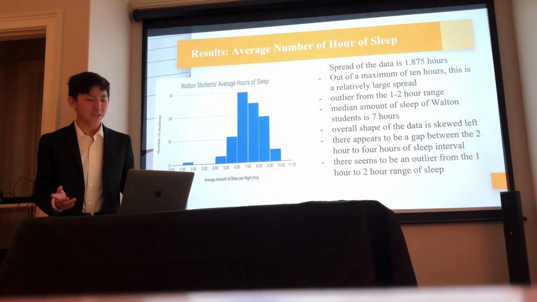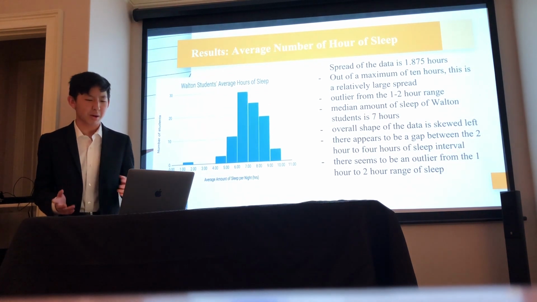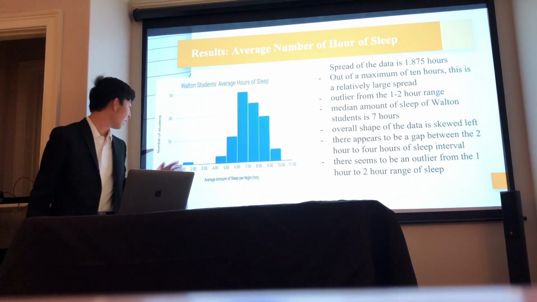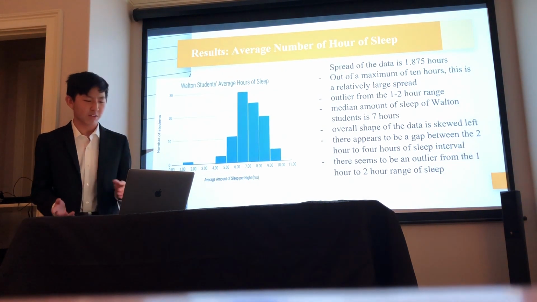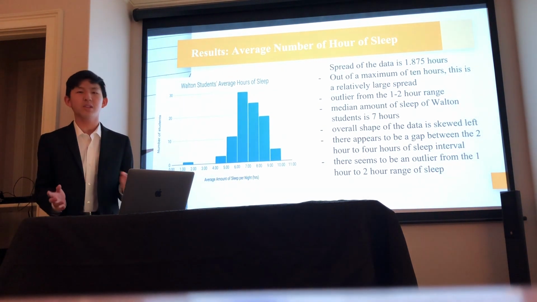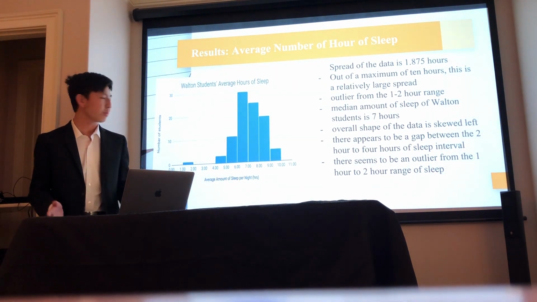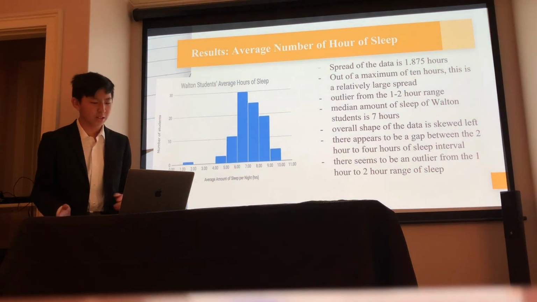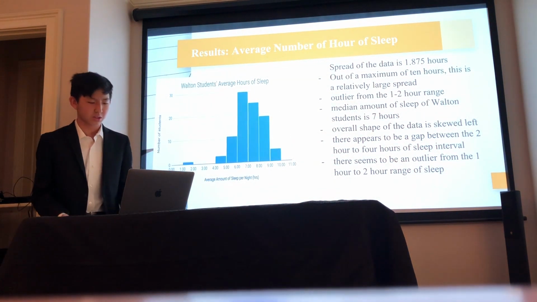This survey assessed the average amount of sleep that Walton students get per night. The spread of the data is measured by the IQR. The data is skewed left, and it has a gap here. The spread of the data as calculated by IQR is 1.875 hours. At the maximum of 10 hours, this is a relatively large spread. There appears to be an outlier from the 1 to 2 hour range, and the center of the data is best described by the median, for the data is not symmetrical. The median of sleep of Walton students is around 7 hours.